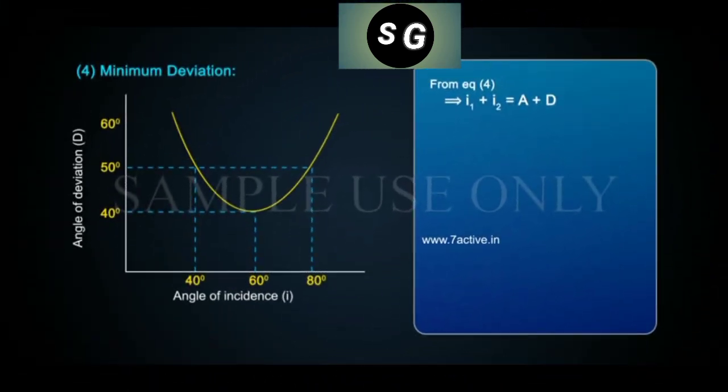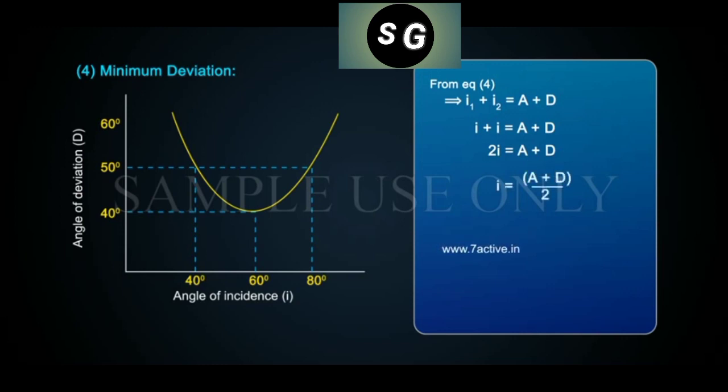Again from equation 4 we have I1 plus I2 equals A plus D. I plus I equals A plus D, 2I equals A plus D, and I equals (A plus D) by 2.